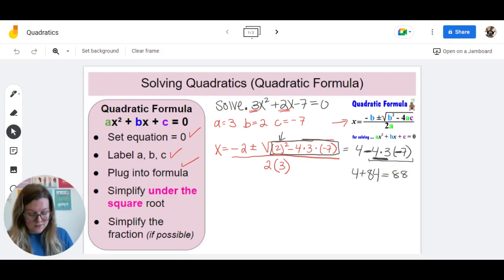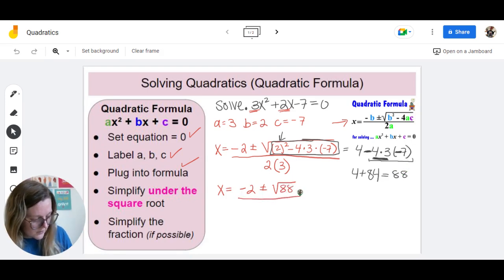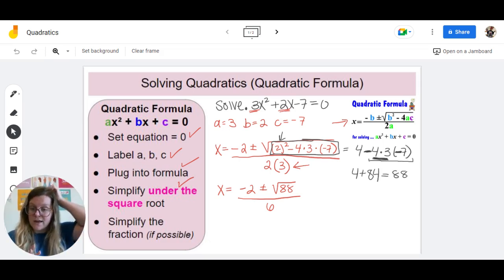So I'm going to rewrite this next step, and I'm just going to plug in the 88, which is going to go under the square root. And then at this step, I also like to clean up the bottom. I can do 2 times 3, which will give me 6. Okay, so I've simplified what's under the square root, and now I'm just going to continue to simplify if possible. So I'm looking at the square root of 88, and I'm like, kind of a big number. I wonder if we can do our factor tree and see if we can simplify that square root.